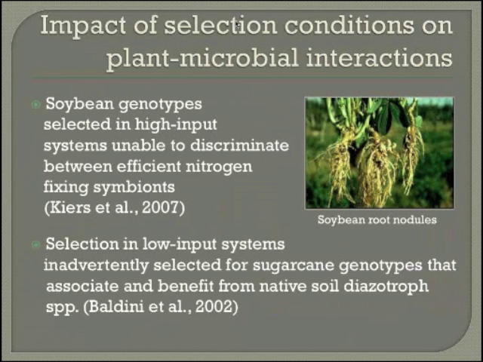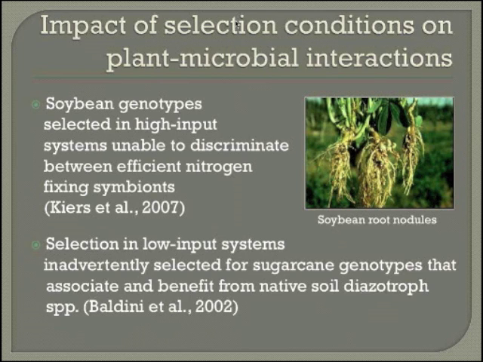Okay, so we wanted to know then, do the conditions under which varieties are bred have an impact on their ability to interact with microbial species. So I went to the literature and found some really interesting studies. There was one by Toby Kears who looked at breeding soybeans. She looked at soybean varieties that had been bred prior to the use of high input fertilizers, and then ones that have been bred more recently under high nitrogen conditions.